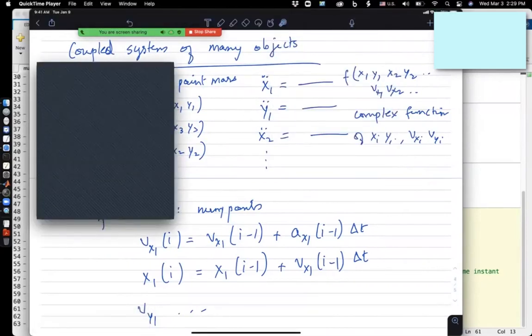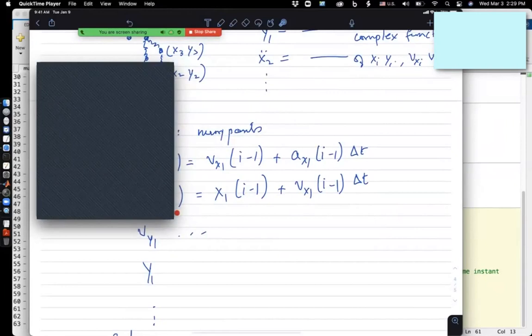Rohan asks, does the current X use the previous Vx in its calculation? Usually, yeah, that is the standard way of doing Euler's method. The current X is the previous X plus the previous Vx times delta t. That's the usual Euler's method. There is probably not a big loss or difference by using the other one, but usually you use the previous one.